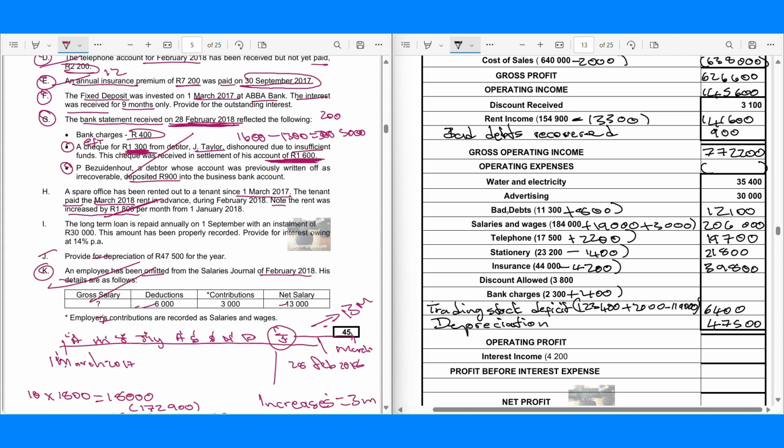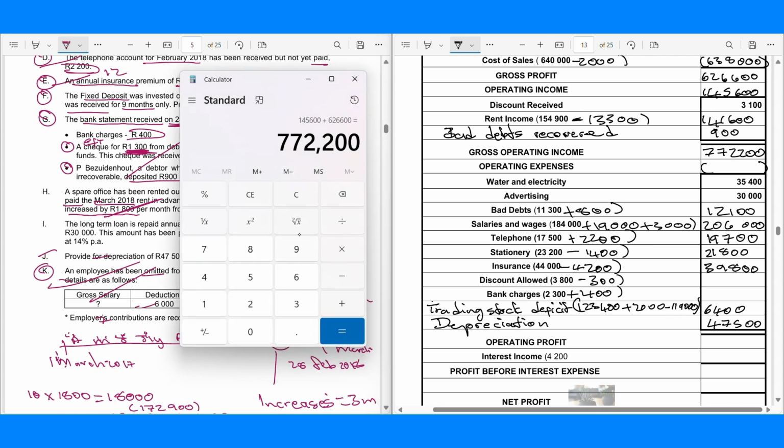Remember I told you we have discount allowed and discount received. When we give a discount to our debtor, we call it discount allowed. When we receive it, discount received. So discount allowed, you are going to minus it. So 3,800 minus 300, get 3,500. And here we go.